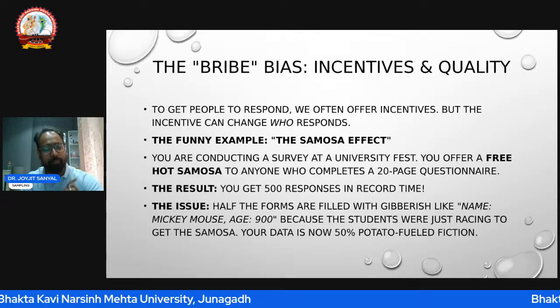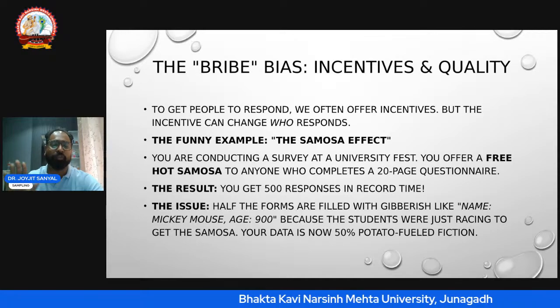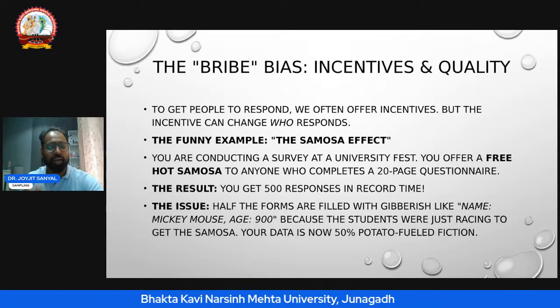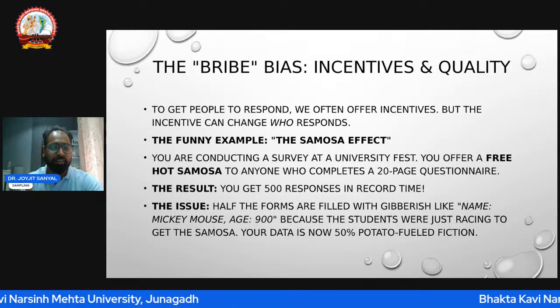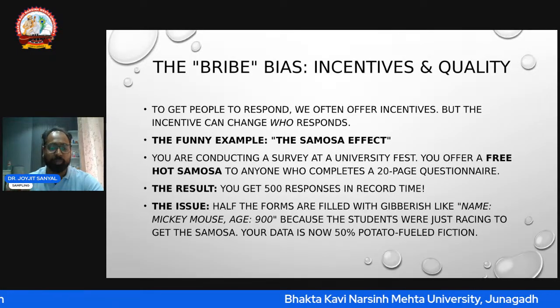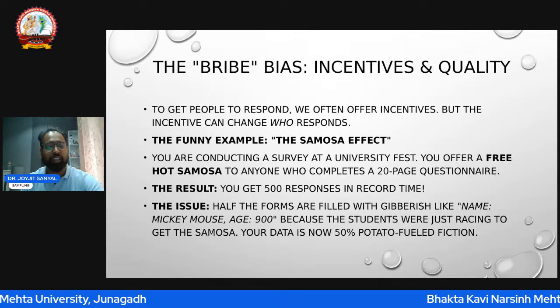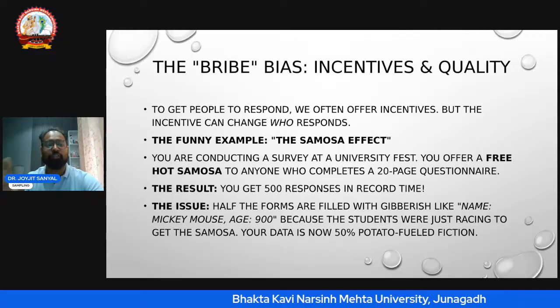Now, why did it happen? Because the students were just racing to get the samosa. Your data is now 50% potato-fueled fiction. Okay, it is filled with only potato and nothing else, right? So you are creating a kind of bias over here, remember. So even if you go for this bribe kind of thing, you need to be very careful: whom to offer, from whom I can get response, and what technique I am following. These things are to be done very, very carefully.